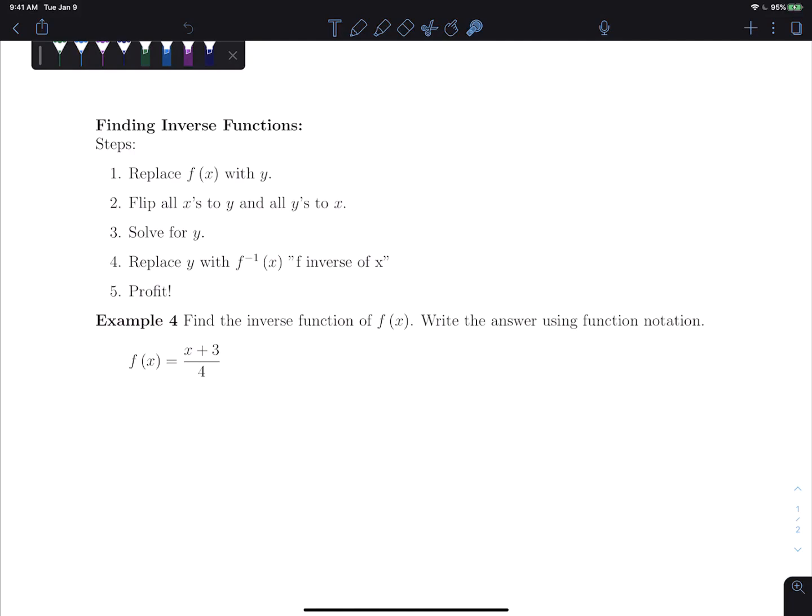Now, the next step is to flip all x's to y and all y's to x. What I like to do is draw a line at this point, because everything from here on out is going to be the inverse function. Once you flip the x's and y's, that gives you the inverse function. The third step is to solve for y. Once you have flipped all x's to y and all y's to x, then you need to solve for y, and once you do that, you have your inverse function.